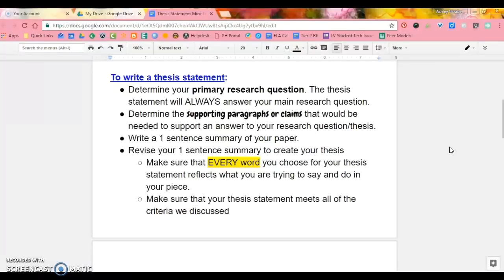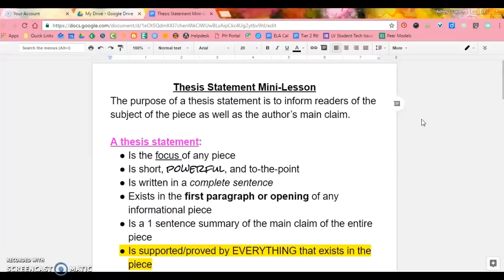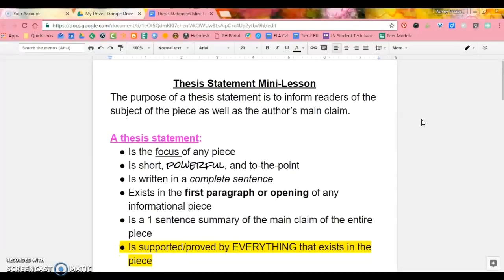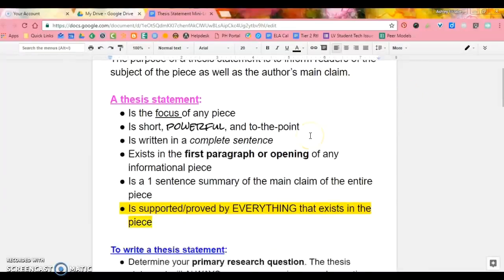You also, as you're revising, want to make sure that your thesis statement meets all of the criteria that we already discussed. So as you're looking and revising and rearranging that one-sentence summary, you go back to these ideas that it should be short, powerful, and to the point, a complete sentence, all of those things.